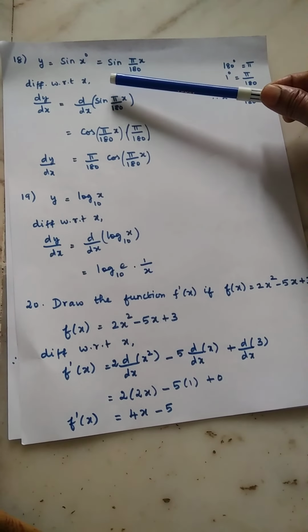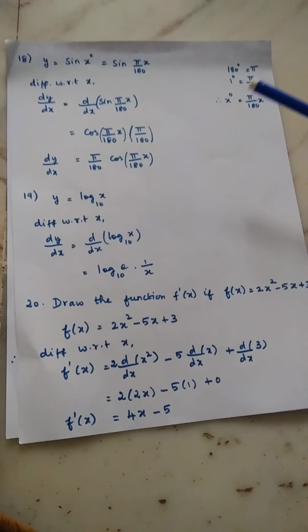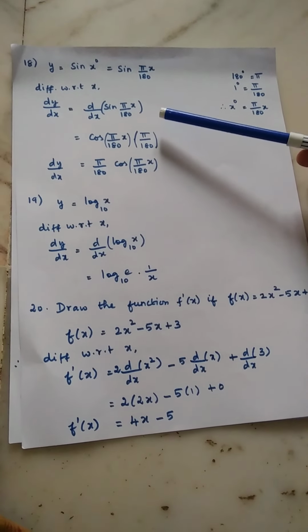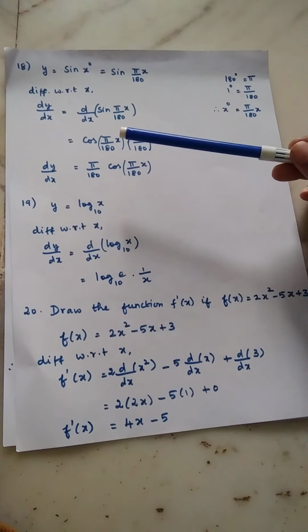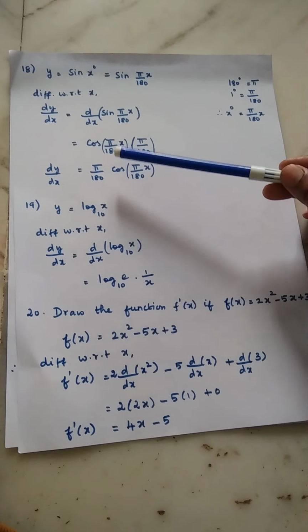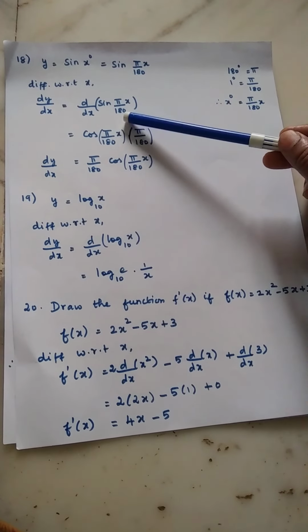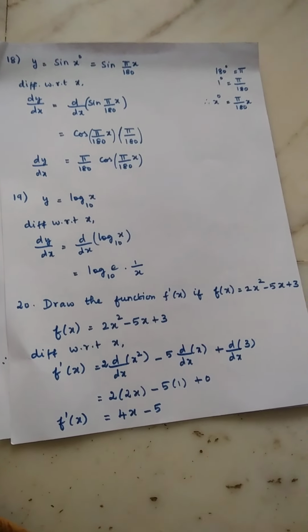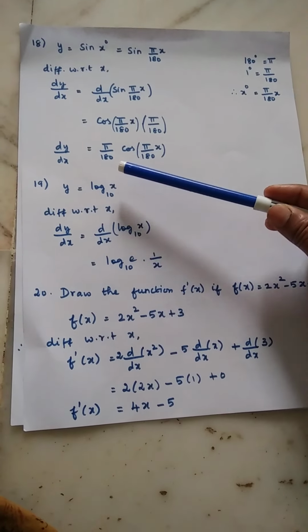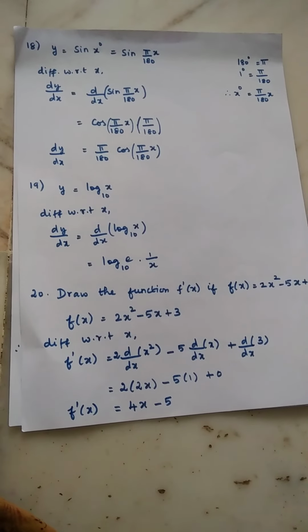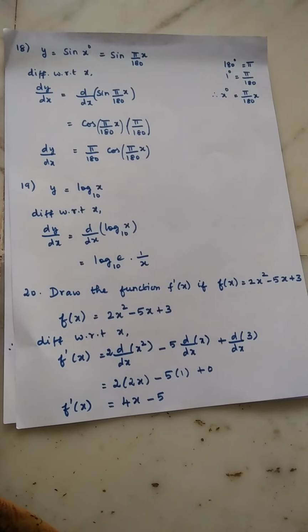Now, differentiating with respect to x, dy by dx equal to d by dx of sin pi by 180 x. You know, derivative of sin x is cos x. So cos pi by 180 x, again we have to differentiate this. Differentiating this, you will get pi by 180, chain rule. So this pi by 180 you can take to the front. So dy by dx equal to pi by 180 cos pi by 180 x.